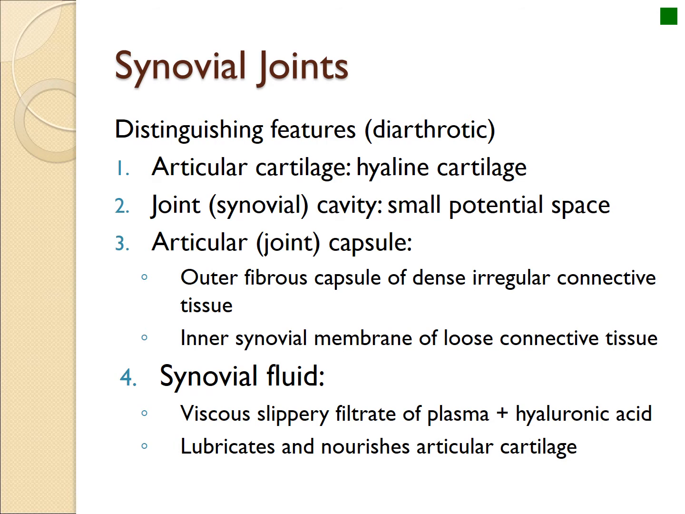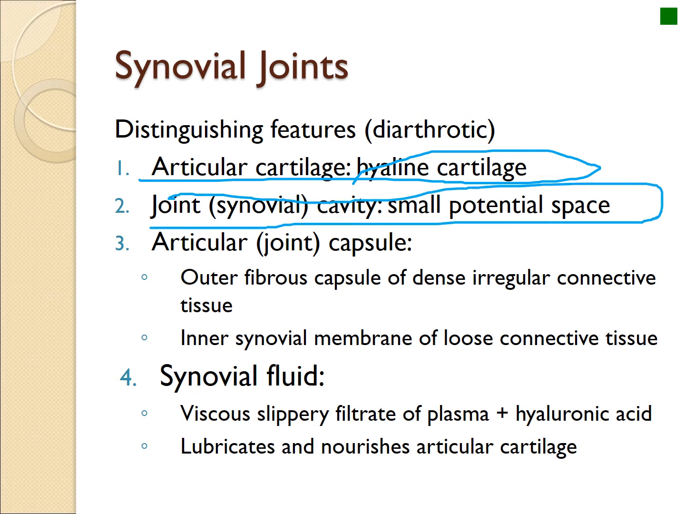Okay, so when we look at the distinguishing features of these, they have an articular surface, hyaline cartilage, which covers the bones, usually the epiphyses of the bone, or what's called the articular surface of the bone in non-long bones. There's the joint itself, called the synovial joint, which is the cavity. It's a hollow cavity, and we're going to see that it's actually filled with a fluid a little later.